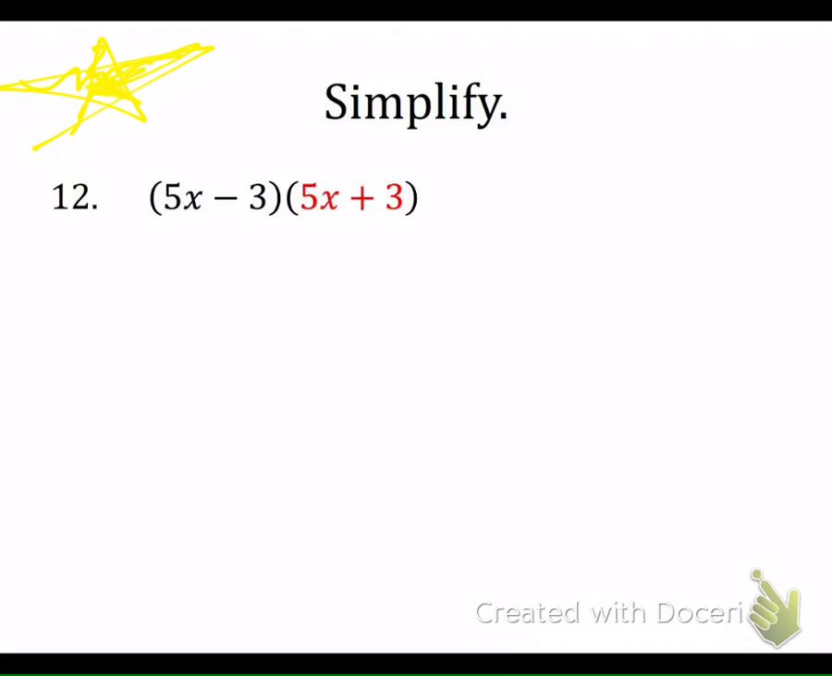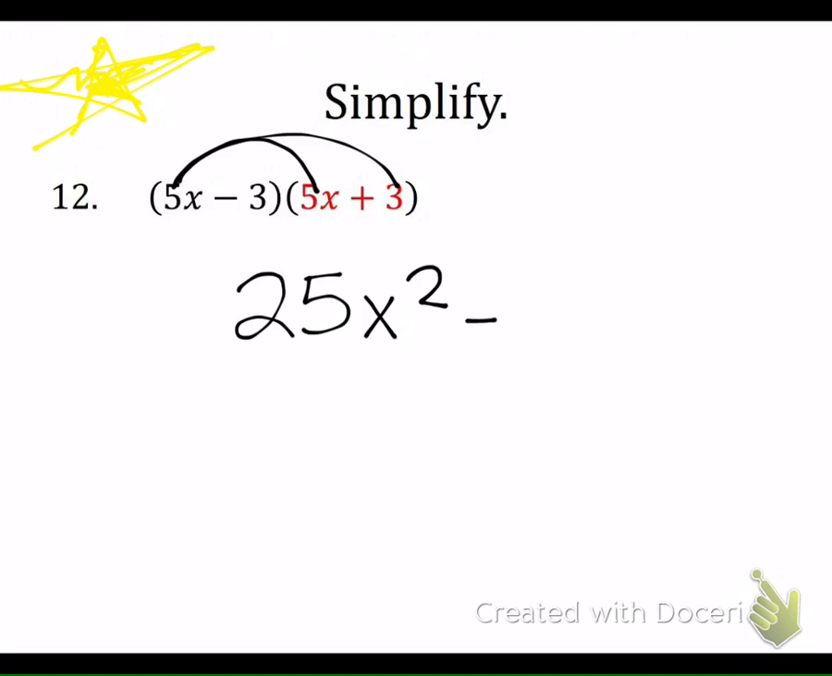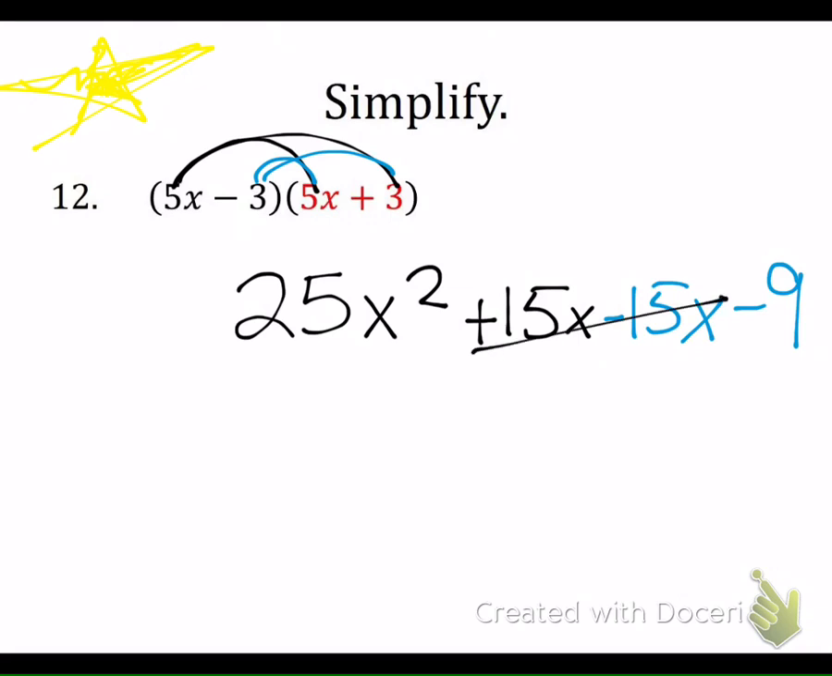So yeah, the numbers are the same. The signs are different. That is going to matter, because check out what happens. I have 5x times 5x, which is 25x to the second, plus 15x. All right, here's where the magic begins. What's negative 3 times 5x? Minus 15x. And then a minus 9. So these go away, and you have 25x squared minus 9.